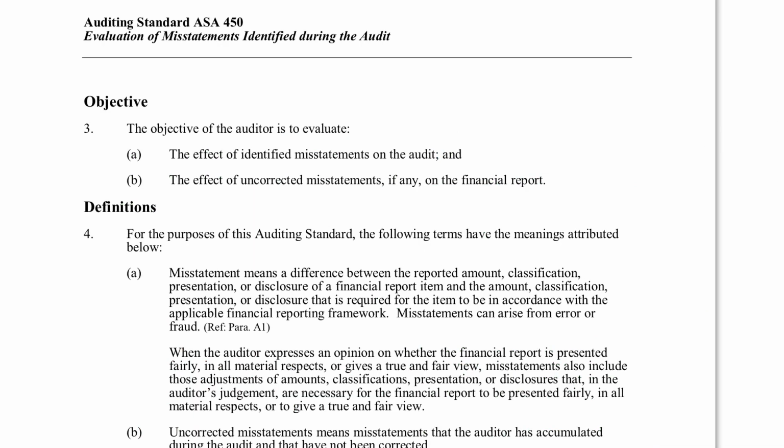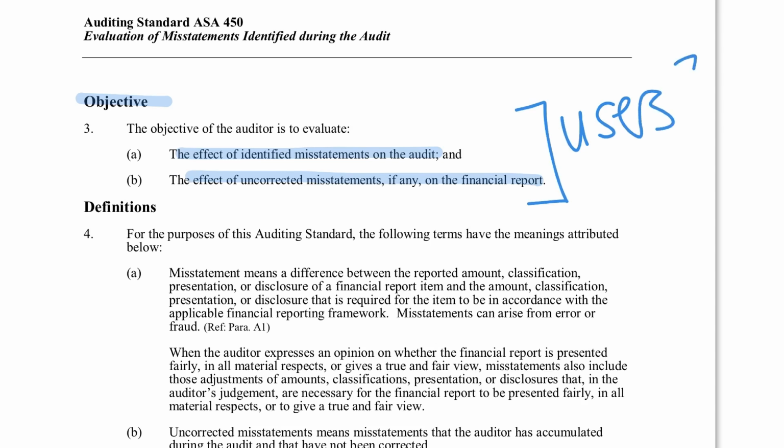Paragraph 3 talks about our objectives. So my objective is to look at the effect of identified misstatements and the effect of uncorrected misstatements on the financial reports. Remember that we're always thinking about our users. Will this information change the decisions of our users?